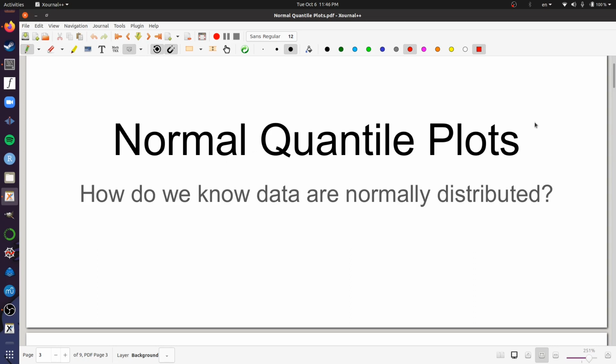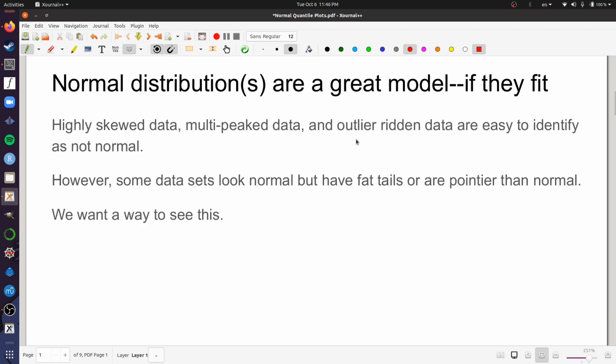One of these tools is called a normal quantile plot, also sometimes called a QQ plot. Both of those Q's stand for quantile. How can we determine whether data are normal?